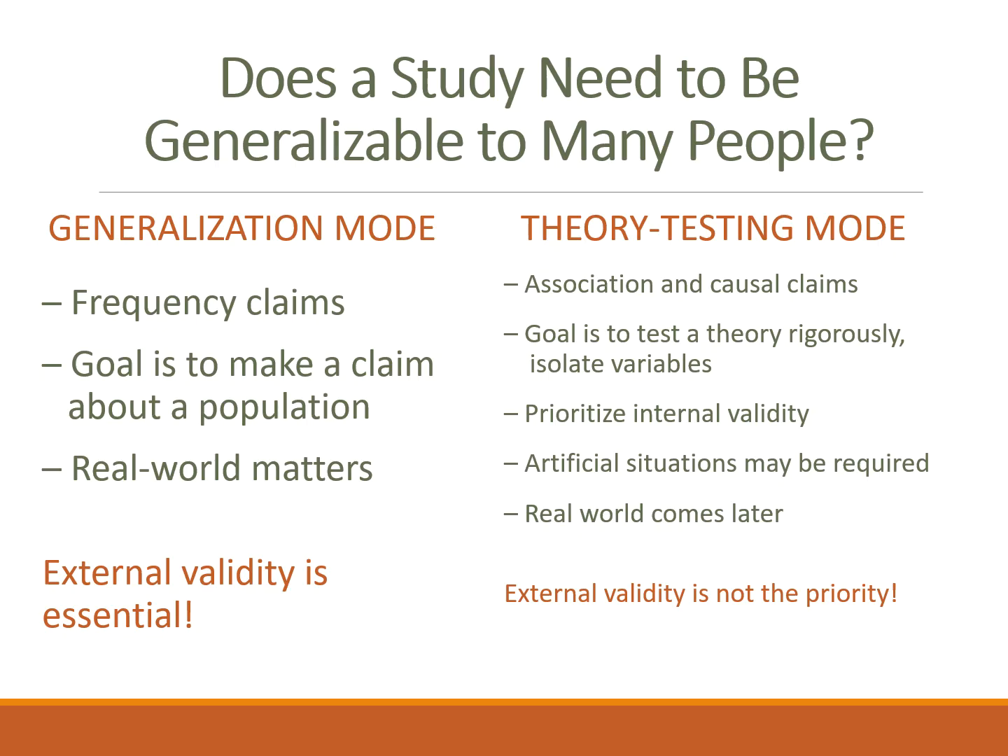So does a study need to be generalizable to many people? It really comes down to what are you trying to do? If you're trying to actually make an argument of generalization, if you're making frequency claims, in other words, if you're talking about how often this is found in the real world, if your goal is to make claims about populations or general human behavior, then the real world really does matter and external validity is essential. However, if you're simply testing a theory, association, or causal claims, if your goal is to test a theory rigorously to isolate variables, if you're prioritizing that internal validity, artificial simulated situations may be required, and the real world comes later. External validity really isn't the priority in that case.